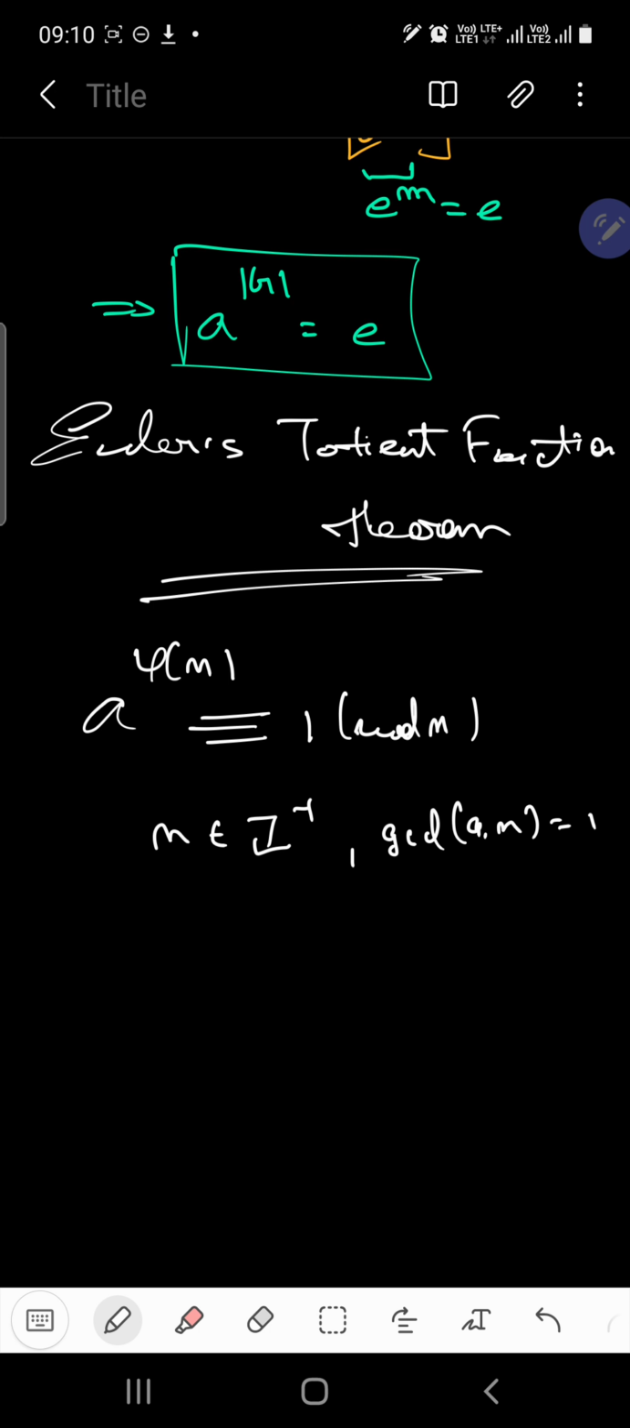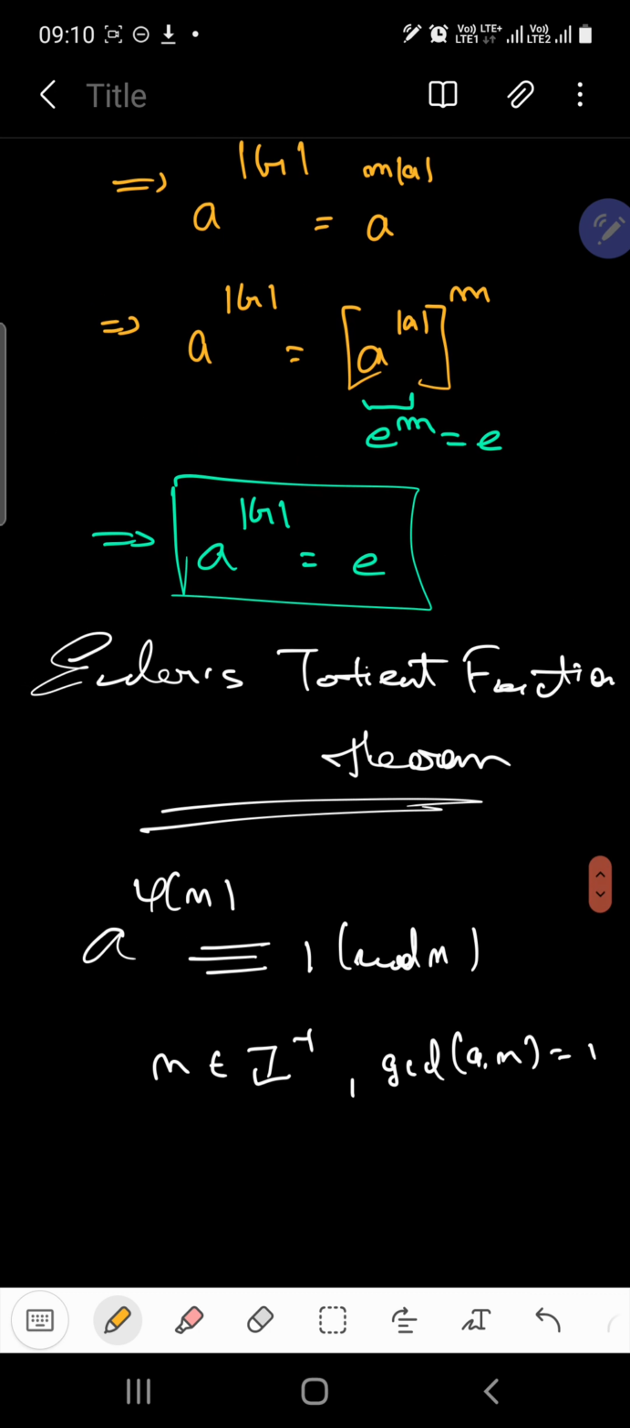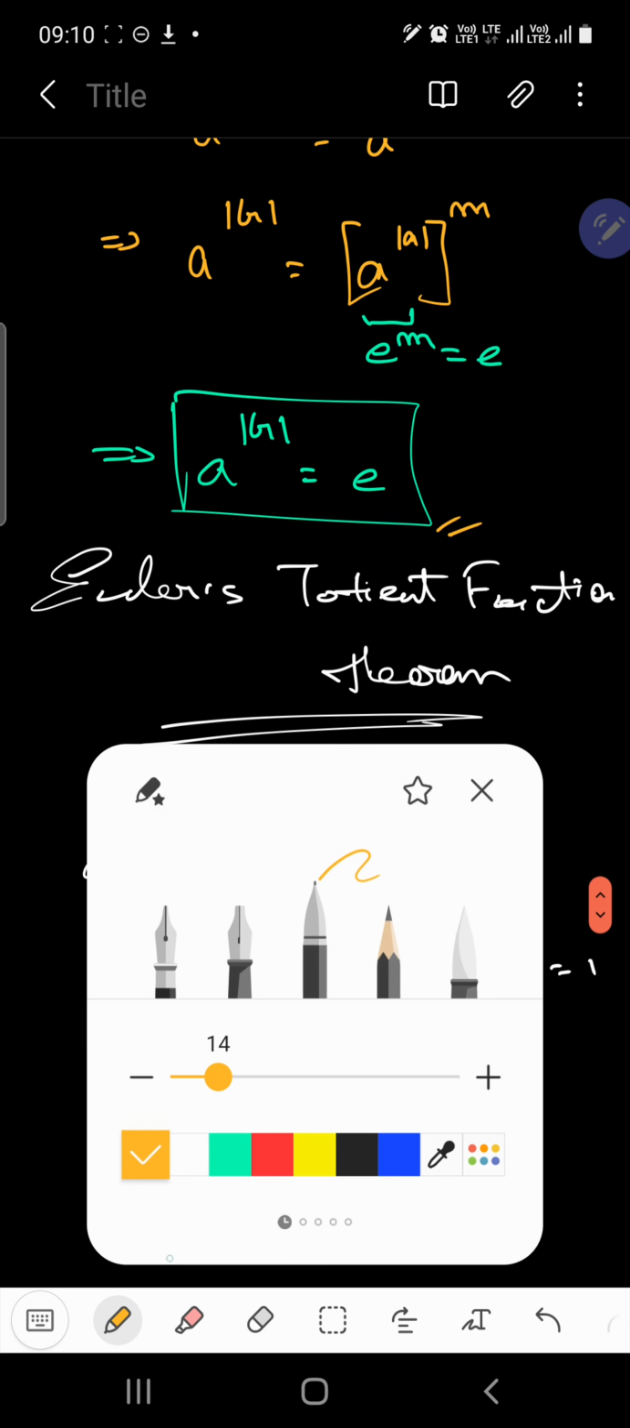A is the element which is co-prime to N. Okay, so how can we actually prove this? Proving this is actually quite a corollary of this particular theorem. I'm telling you the reason behind it.